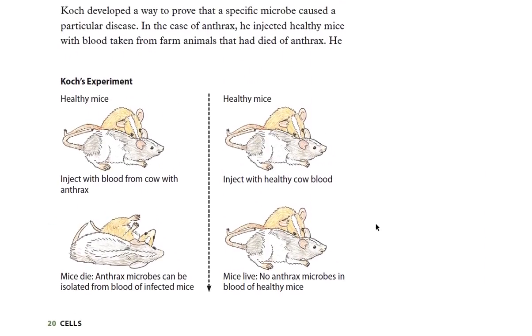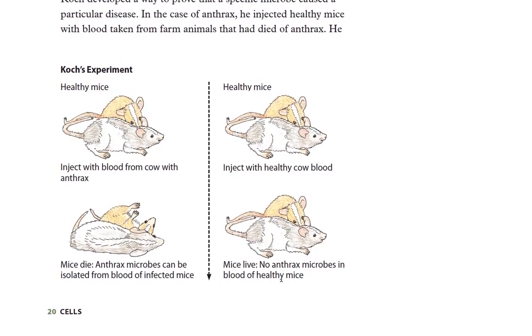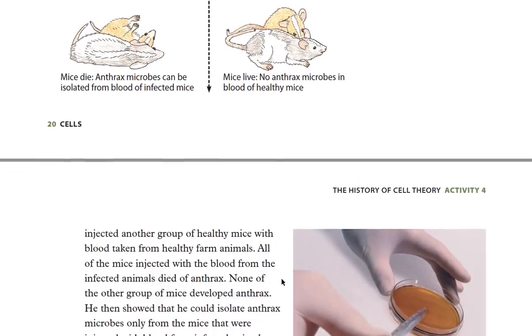So here you go. Here's Hooke's experiment. Healthy mice infected with blood from a cow with anthrax. Mice die. Anthrax microbes can be isolated from the blood of infected mice. Healthy mice injected with healthy cow blood. Mice live. No anthrax microbes in the blood of healthy mice.